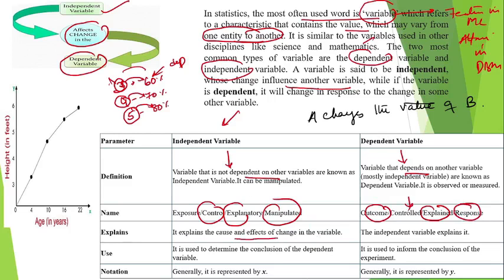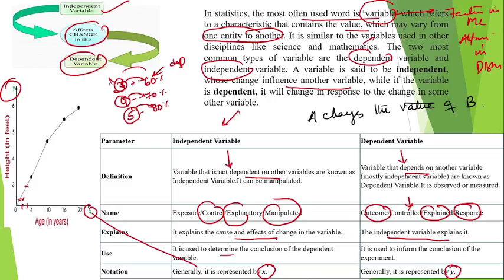These explain the cause and effect of the variable. This is the independent variable. Then the example which is given: we have X. What do you mean by X? Independent variables are represented on X, correct? And dependent variables are represented on Y. As the age increases, the height also increases. If the age is 2 years, the height will be 2. If it is 4, the height will be 3. As X increases, the value of Y will be affected.